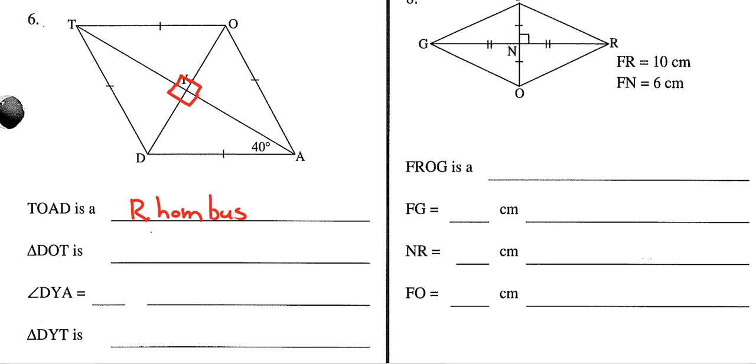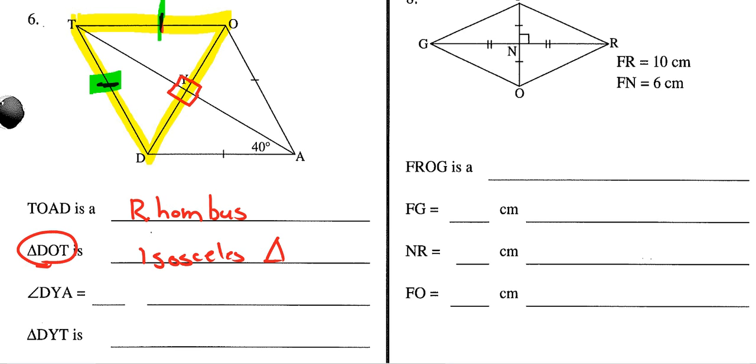So triangle DOT, it's asking what kind of triangle is DOT. Well, here's triangle DOT right here, and notice that once again these sides are equal, so whenever you have two sides that are equal, we know that we have an isosceles triangle. Okay, and that's because the two sides are equal. These two sides in green are equal. Okay, all right, that's problem number 1.